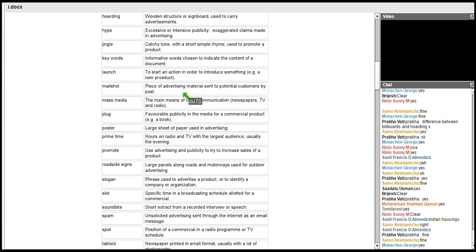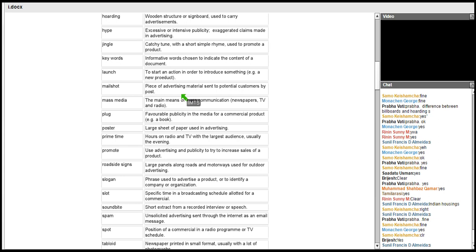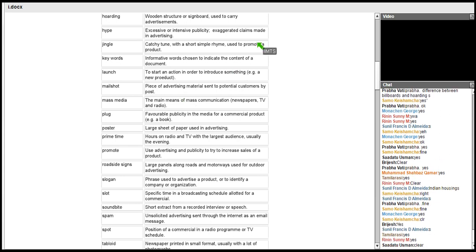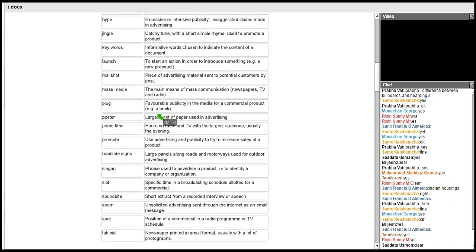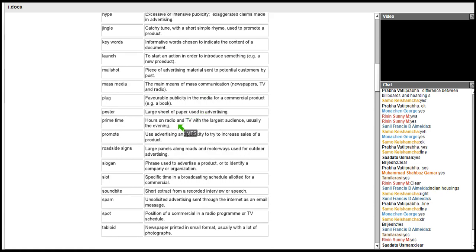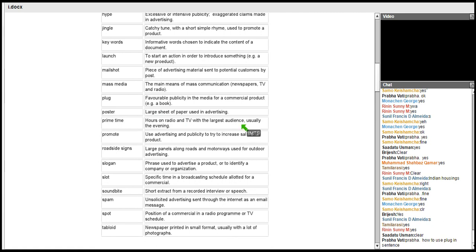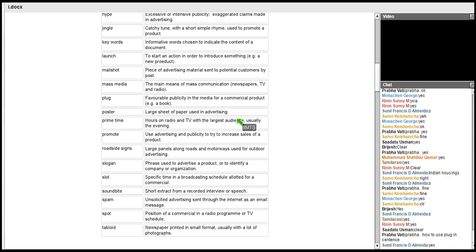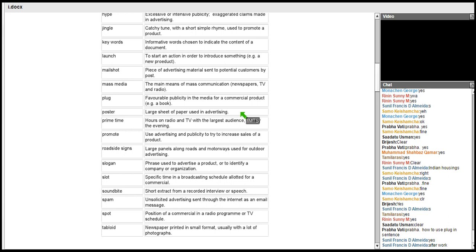Is it clear, everyone? Please respond in the chat box. Now, poster: large sheet of paper used in advertising. What is prime time? Hours on radio and TV with the largest audience, usually in the evening. So prime time is the hours on radio and TV with the largest audience, usually evening, right? Is it clear, everyone? What is prime time?